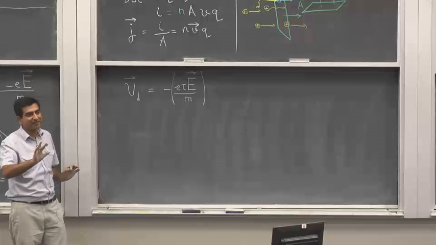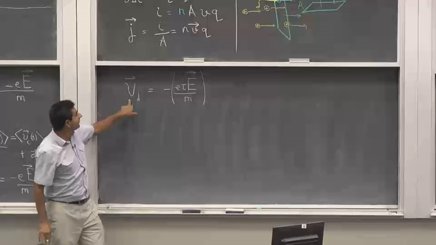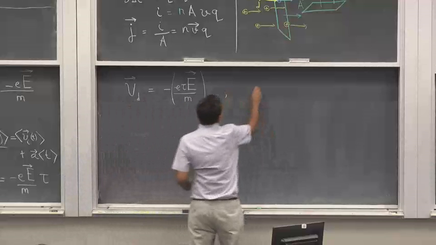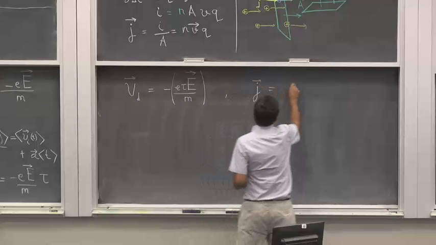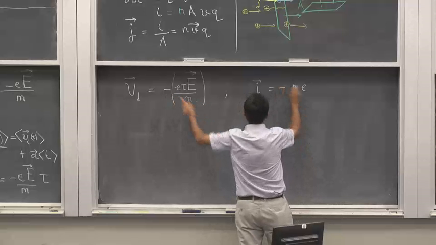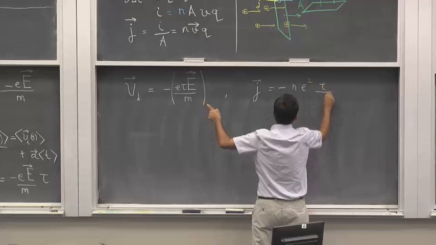Let me finish because I'm slightly short of time, I'm sorry. So this drift velocity is proportional to the electric field. And we know that the current density J equals N e Vd. Now Vd is given by this, so I put a minus sign here: J = N e squared tau over m times E.